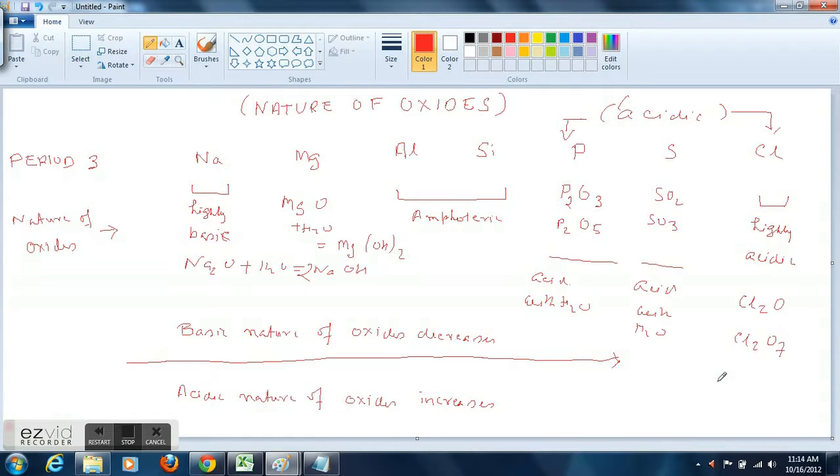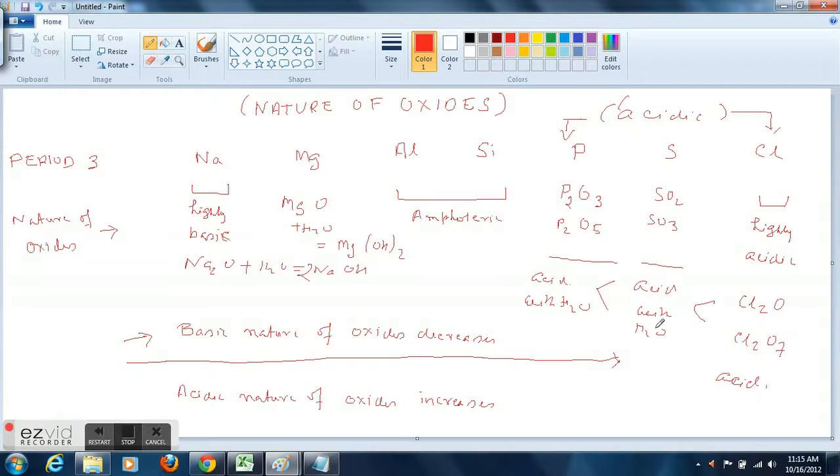So as we move from phosphorus to sulfur to chlorine, their oxides become more and more acidic in nature. So Cl2O and Cl2O7 are more acidic oxides than SO2 and SO3, and they are more acidic oxides than phosphorus trioxide, P2O3, and phosphorus pentoxide, P2O5. So the basic nature of oxides decreases as we move from left to right in the period.